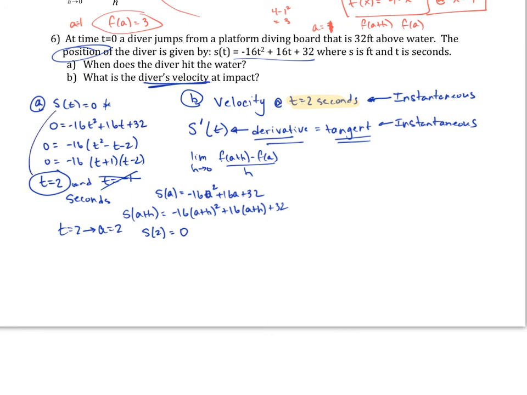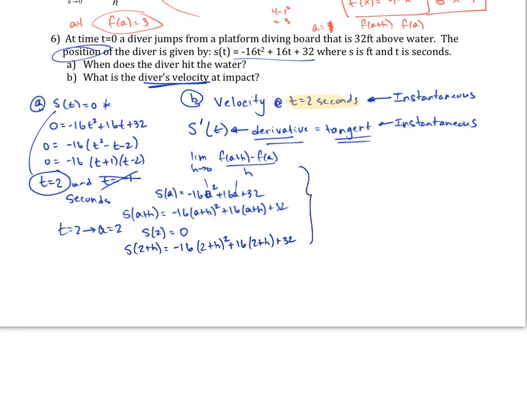I did this in part A. But for this one, we're going to need S of 2 plus h. And if you don't believe me, you could put in 2 right here and right there and see that it'll come out to 0. All right, so this becomes negative 16 times (2 plus h) squared plus 16 times (2 plus h) plus 32. Could you have done it with a and then substituted in 2 later? Absolutely, you could have. But I'm telling you, it's going to be really, really messy.